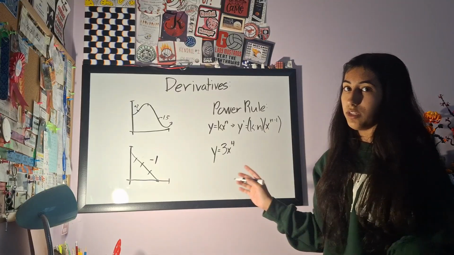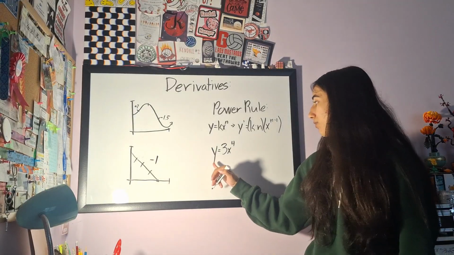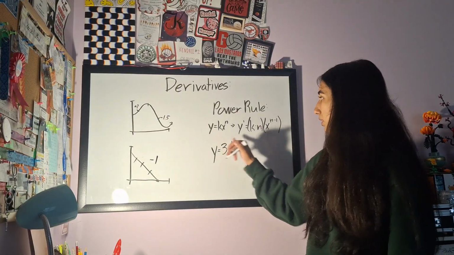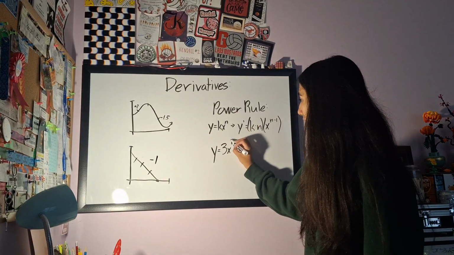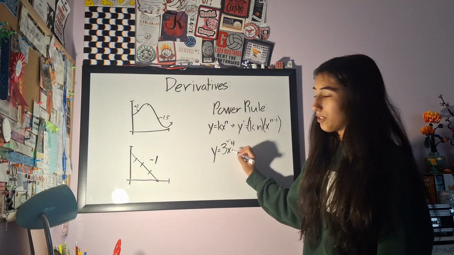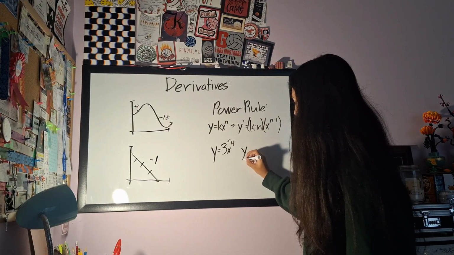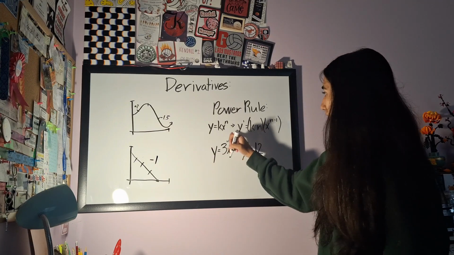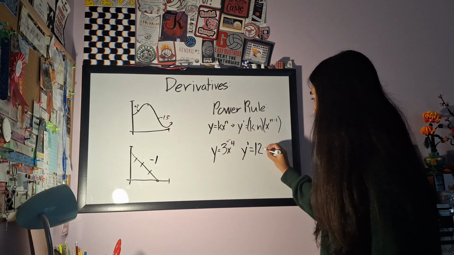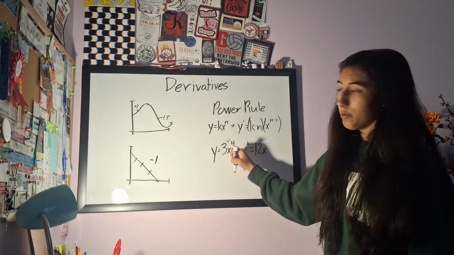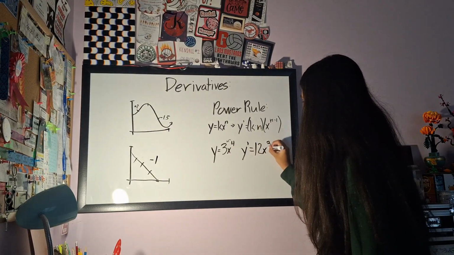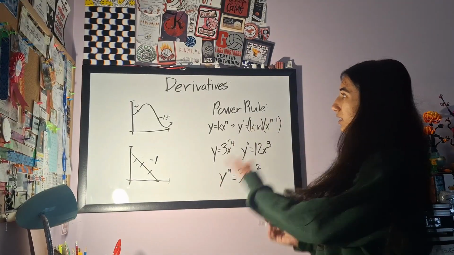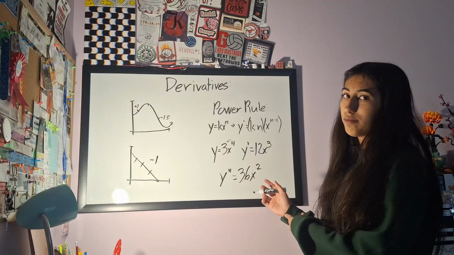So what does that look like with an example problem? We have the original function y equals 3x to the 4th. So applying these rules, we multiply the power by the coefficient, which gives us the derivative y equals 12. We keep the x in the problem, and then we subtract 1 from the power. So the 4 turns into a 3. And that is our first derivative. And that's my mini lesson on derivatives and the power rule.